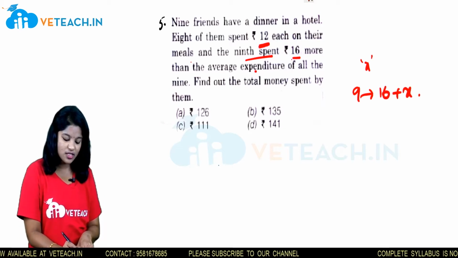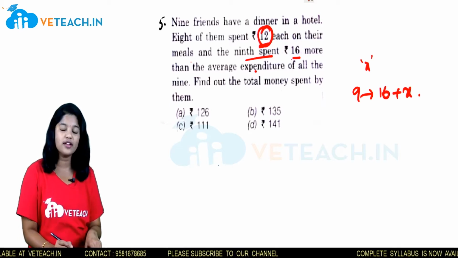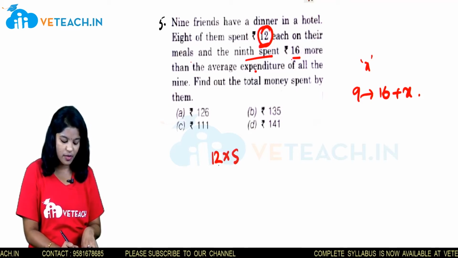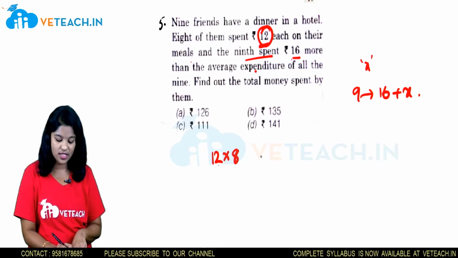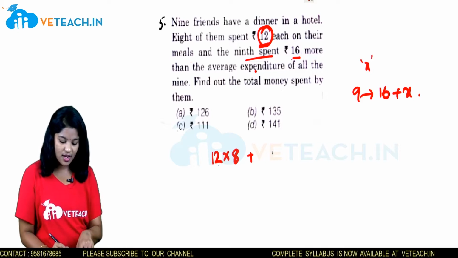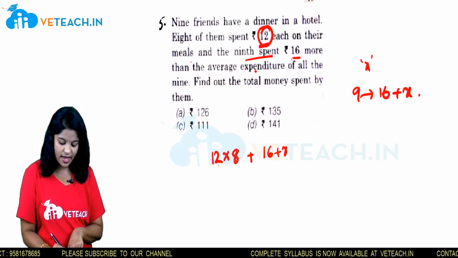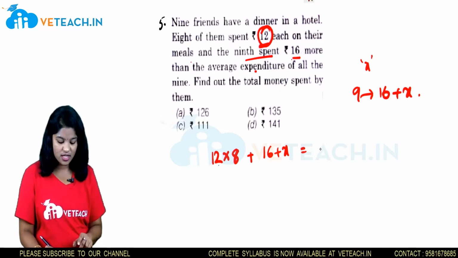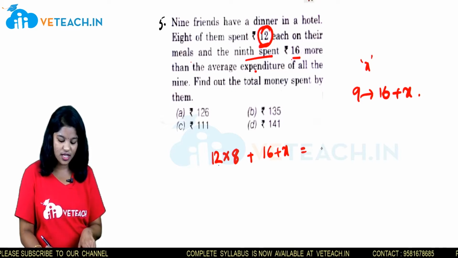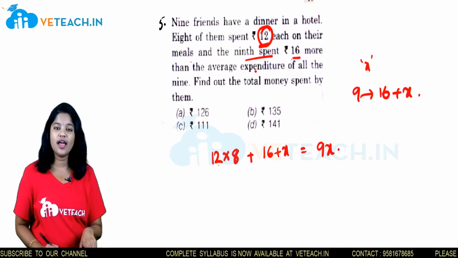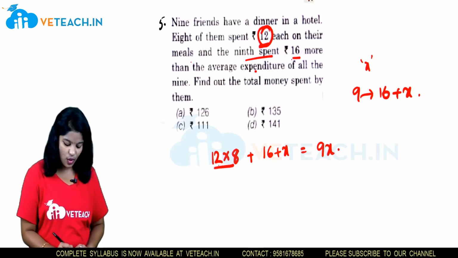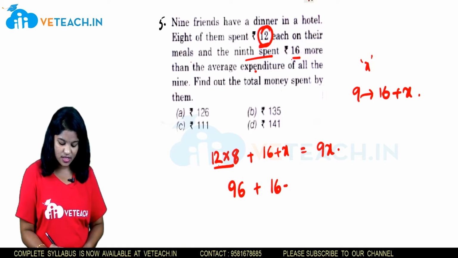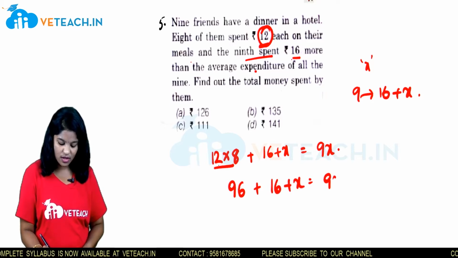Now the 8 persons spent 12 rupees on an average. So the total money spent is 12 into 8 plus the 9th person's 16 plus X. This is equal to the total expenditure of all the 9 persons. That is, for 9 persons the average is X, so the total sum is 9 into X. So 12 8s are 96, plus 16 plus X is equal to 9X.